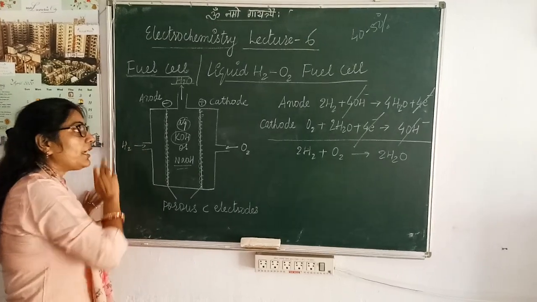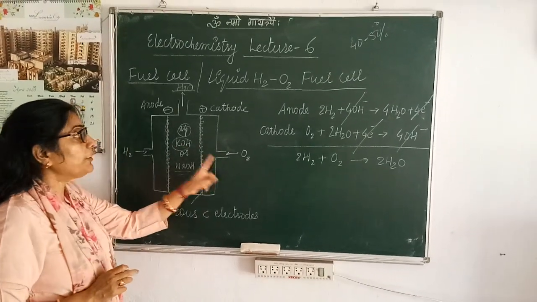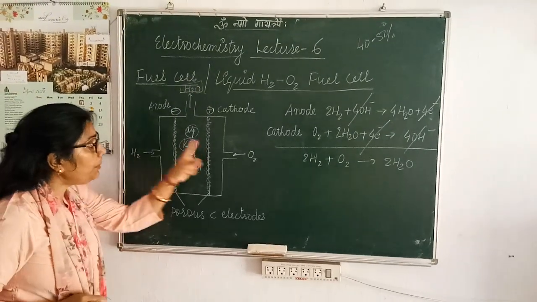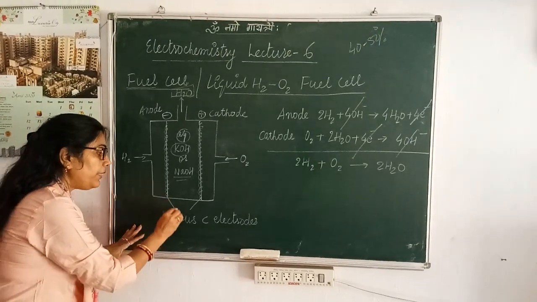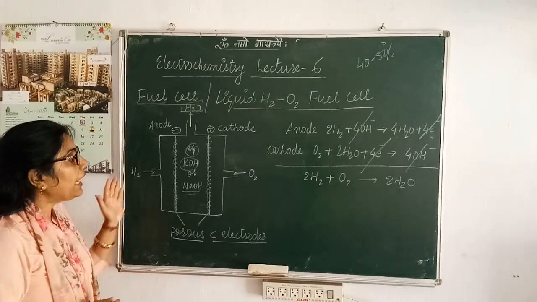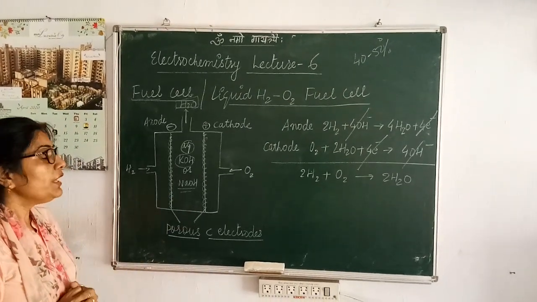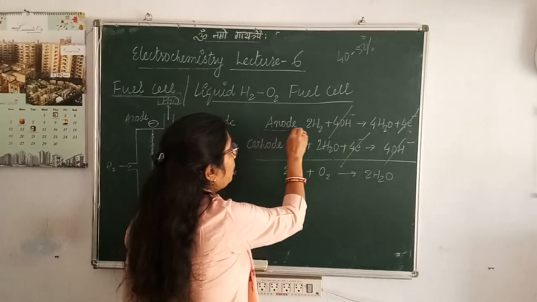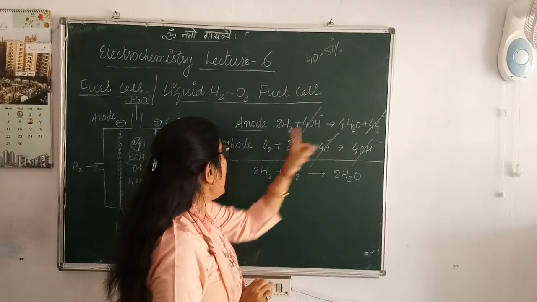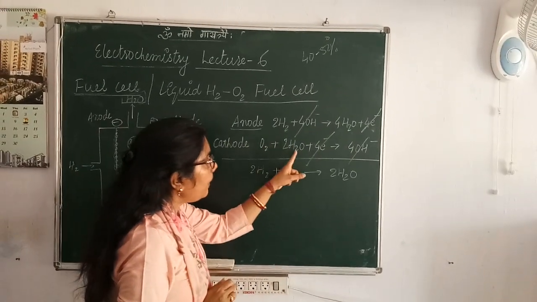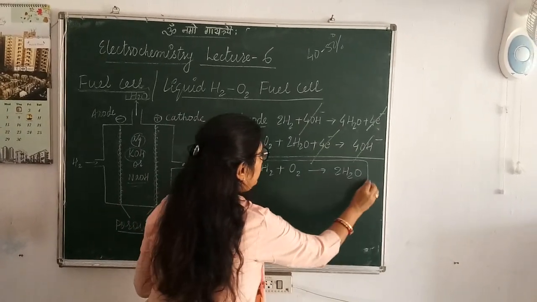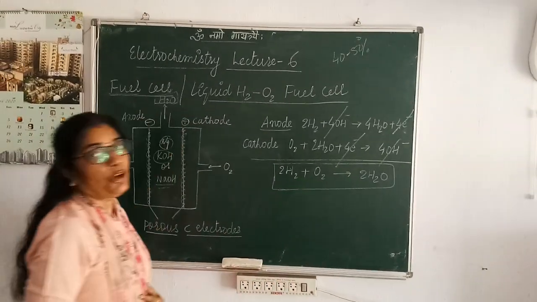Hydrogen is given through the anodic compartment, oxygen is given through the cathodic compartment, with overall formation of water molecule. And how can they be continuously fed? For that only, these two porous carbon electrodes are used so that the gases can be continuously provided. The cell reaction, you can see: at anode, oxidation, hydrogen combines with hydroxyl ion, water is formed. At cathode, oxygen molecule combines with water to form hydroxyl ion. So the overall reaction is the formation of water molecule.